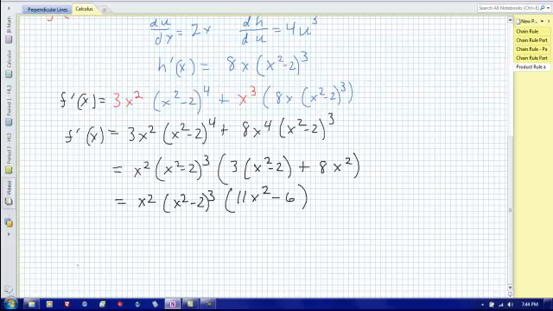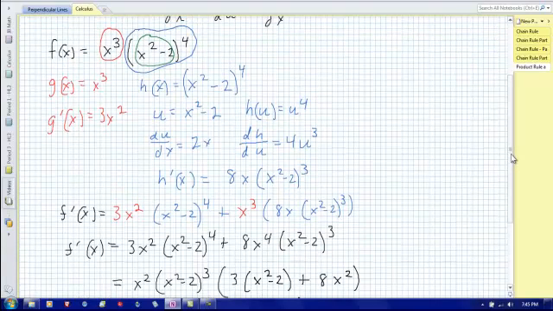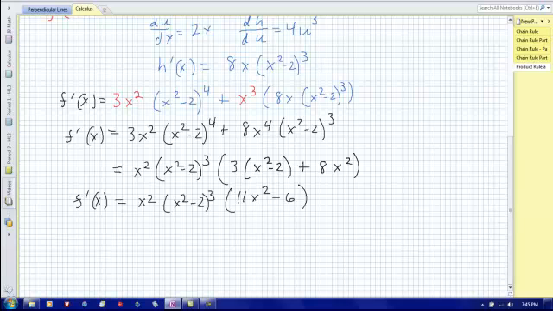Anyway, so here we finally have the derivative. Let's write this in here. Starting with our original function up here, f of x is equal to x cubed times the quantity x squared minus 2, that quantity to the fourth power. It turns out the derivative of that is x squared times x squared minus 2, that quantity cubed, times 11x squared minus 6.